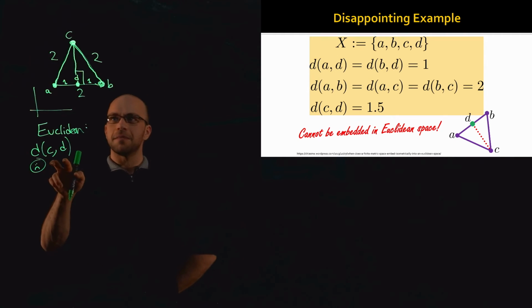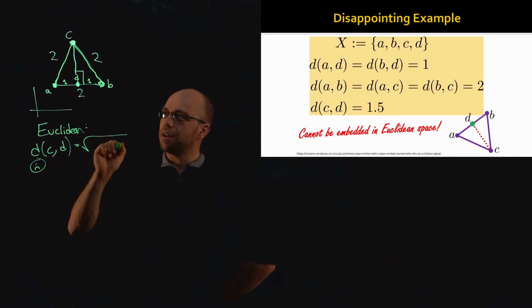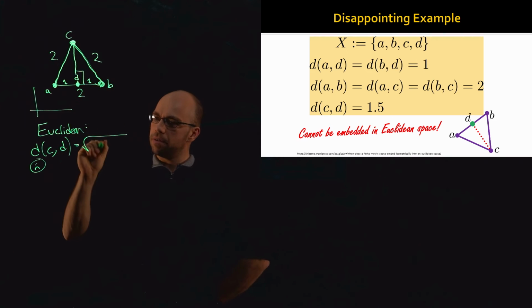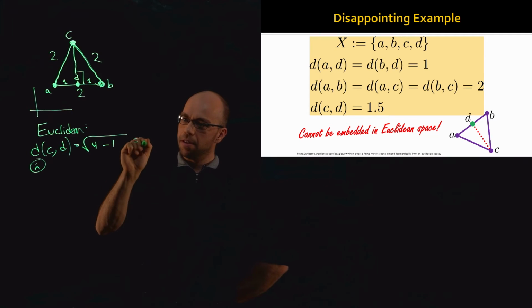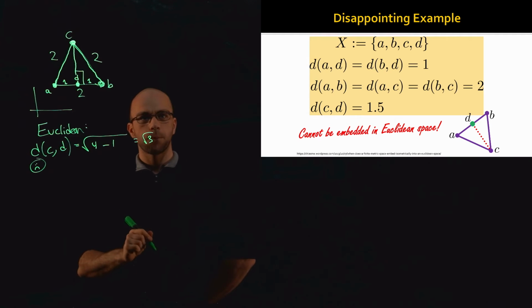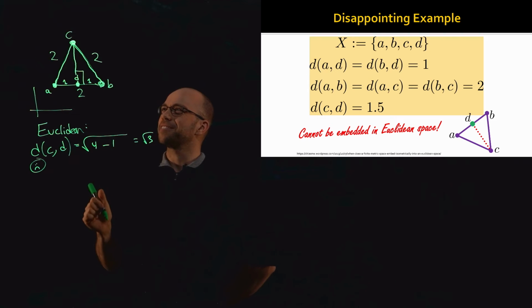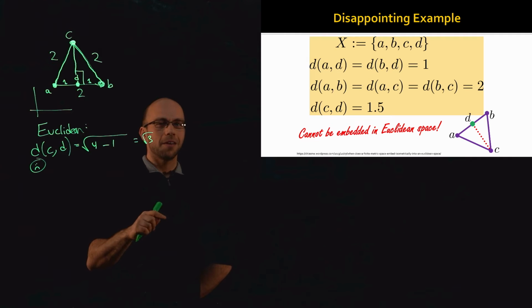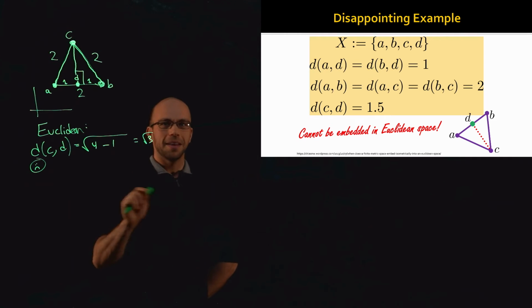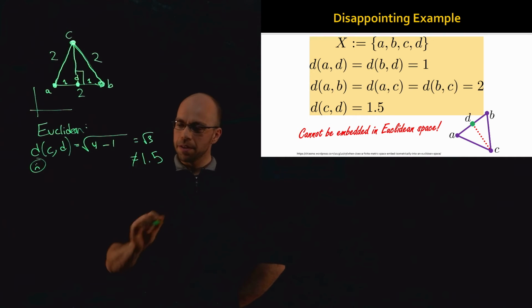Okay, so what should this thing be? Well, we have a right triangle, so this is equal to the square root of 2 squared, which is 4, last I checked, minus 1 squared, which is the square root of 3. Okay, I'm double checking. Somebody pointed out an arithmetic mistake in one of our previous lectures, and now I'm nervous. Yeah, this looks right. Unfortunately, the square root of 3, last I checked, is not equal to 1.5. So there's a contradiction.